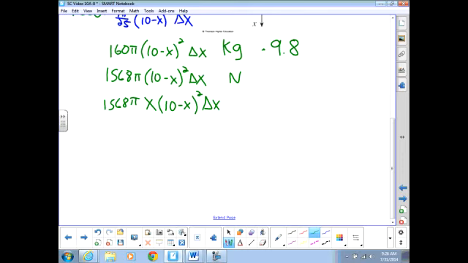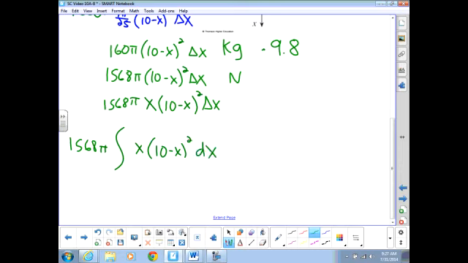We'll put this in an integral. When we put it in an integral, the delta x will become the dx. And because the 1568 pi is a constant, I'm going to pull that out front. So we'll have x, 10 minus x squared. The delta x becomes dx.